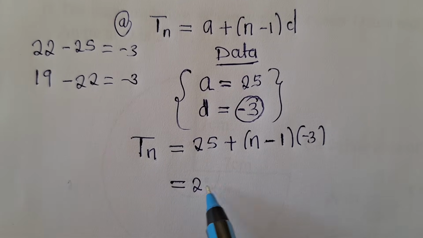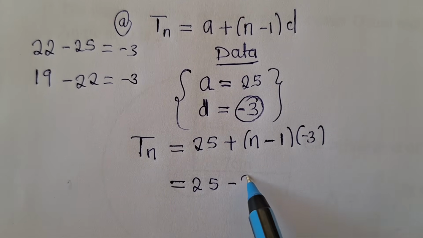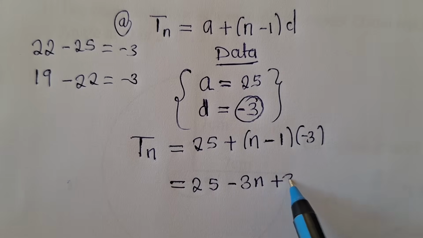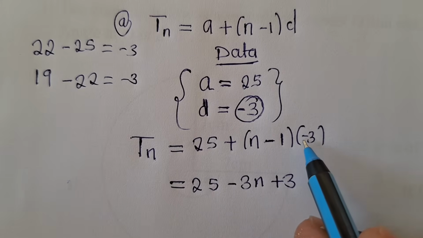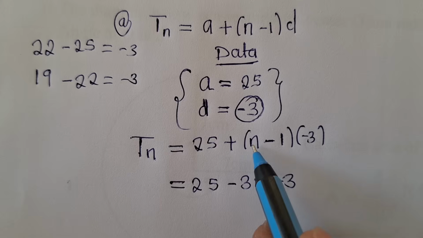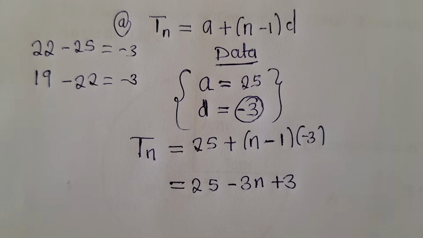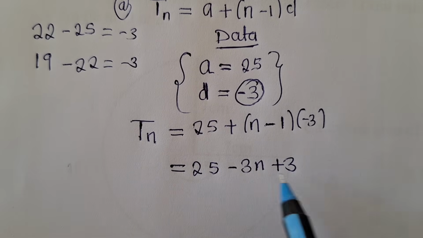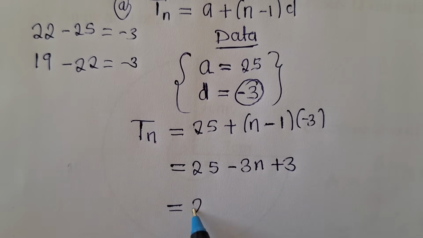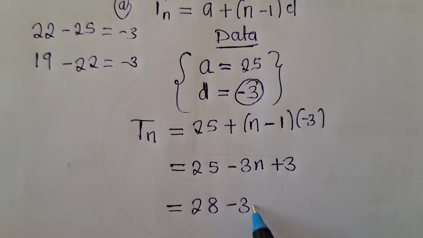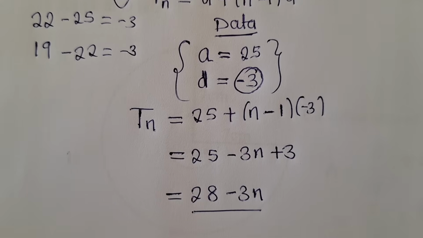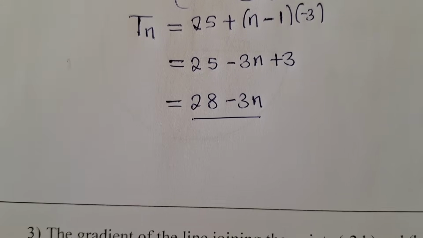So we're getting 25 minus 3n plus 3. You multiply negative 3 times n, it's negative 3n, negative 3 times negative 1, it's positive 3. So these two can be added. We're going to get 28 minus 3n. So 25 plus 3 is 28. We go to the next question.